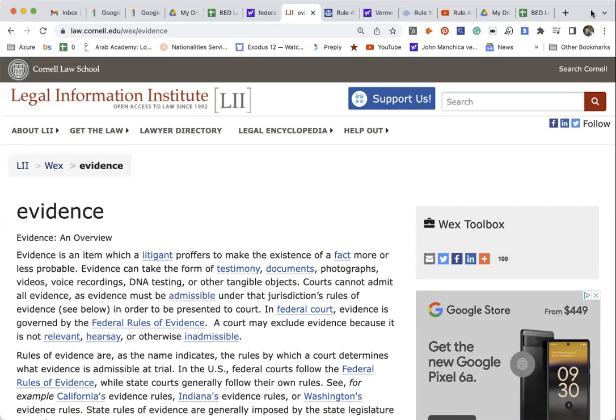We are coming upon 10 months of self-study for the bar exam, and we're still loving it. So that's a good thing. So today we're going to talk more about evidence.